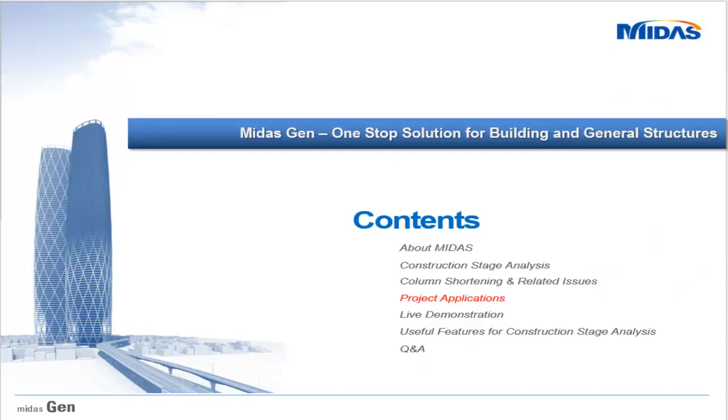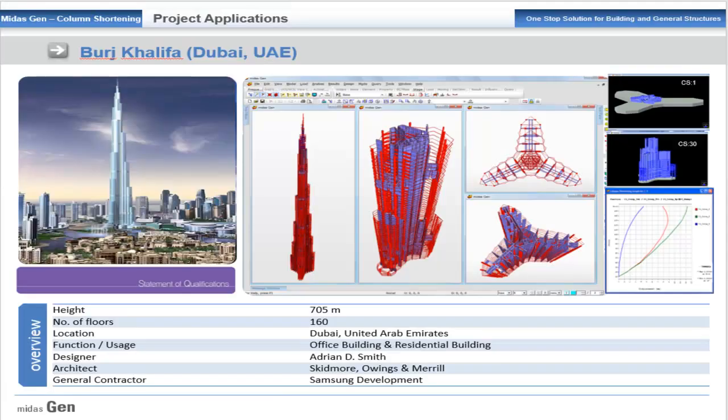Let us look into the project applications of Midas Gen that have used column shortening analysis. The Burj Khalifa, of 705 meters height and 160 floors, located in Dubai, was analyzed in Midas Gen by the general contractor Samsung Development. In order to account for time-dependent concrete effects, a comprehensive construction sequence considering the creep and shrinkage effects was used to consider the time-dependent behavior.